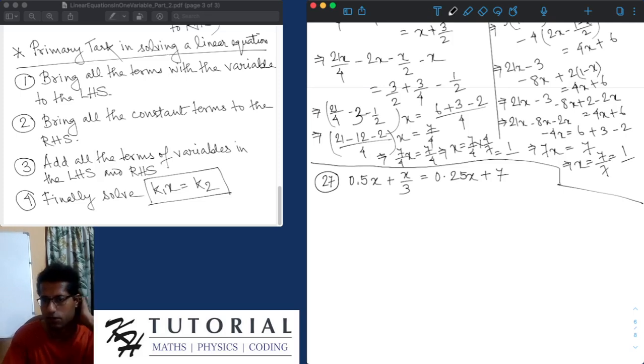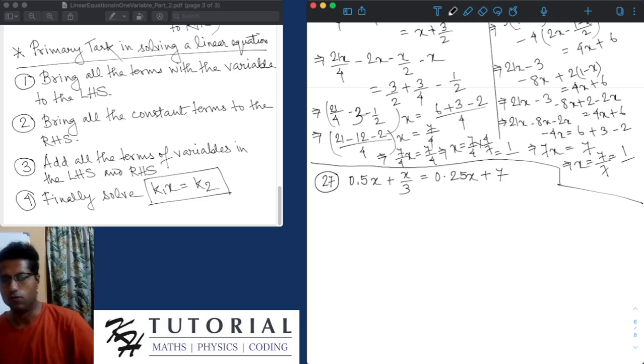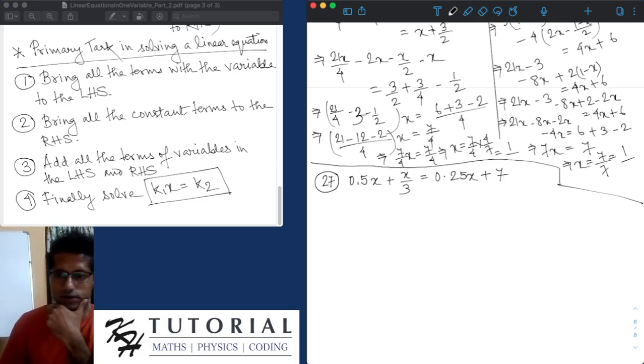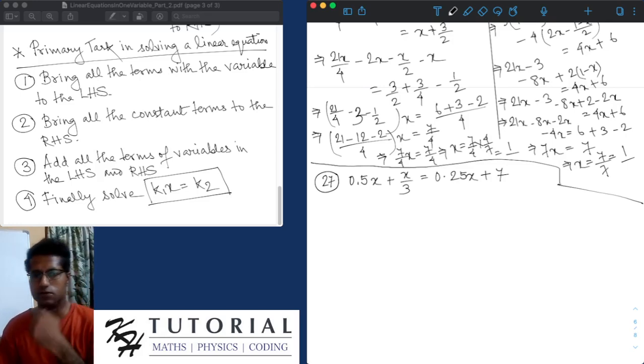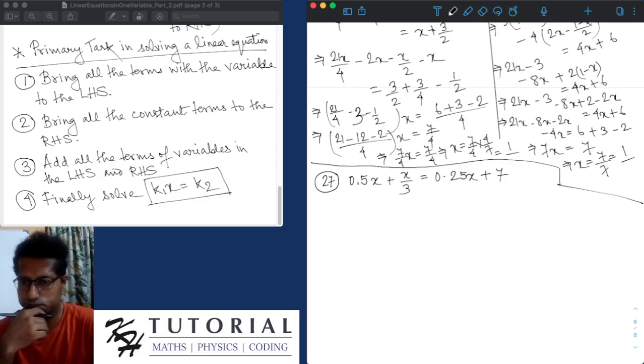This question number 27 is where the coefficient of the variable is a decimal. Now it has a decimal. Also we see there is a term x by 3, which is a kind of fraction. Now how to solve this kind of equation?